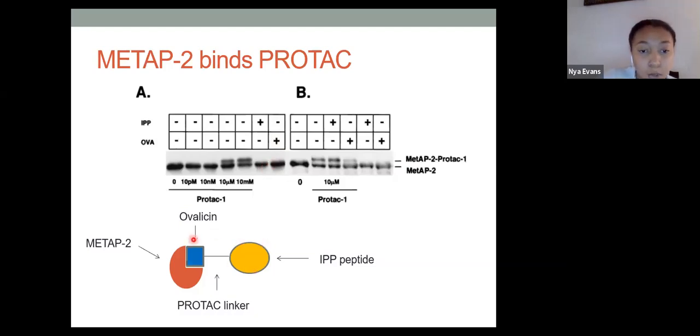So this is the full PROTAC here, this blue line and then the yellow. But what they're showing here is that only the IPP was added to the MET-AP2 and it didn't bind. The MET-AP2 didn't bind to just the IPP, and it didn't bind to just an addition of ovolysin. So then in figure B.